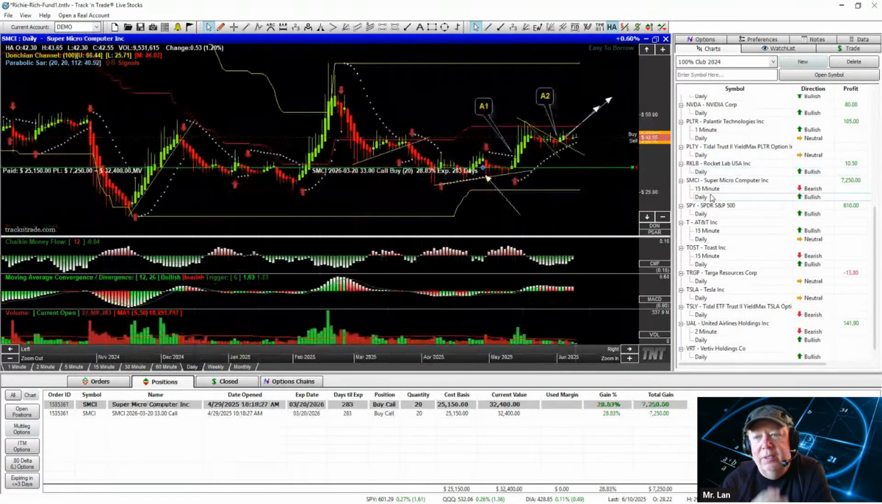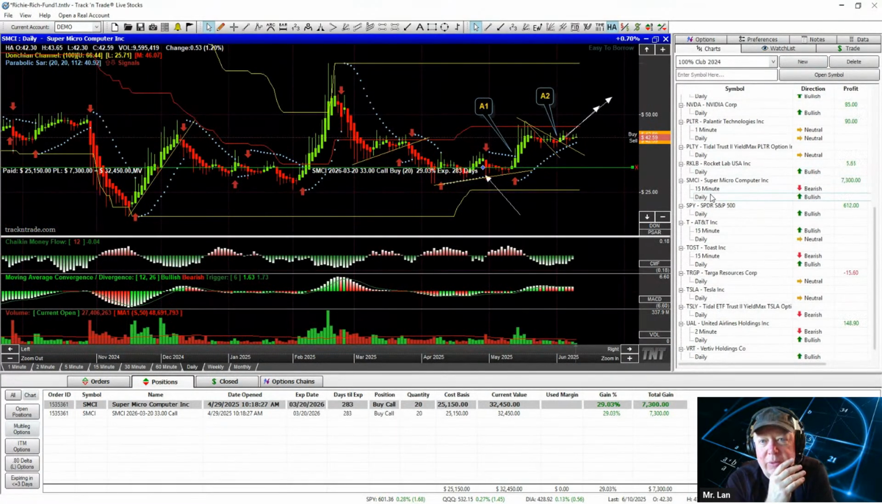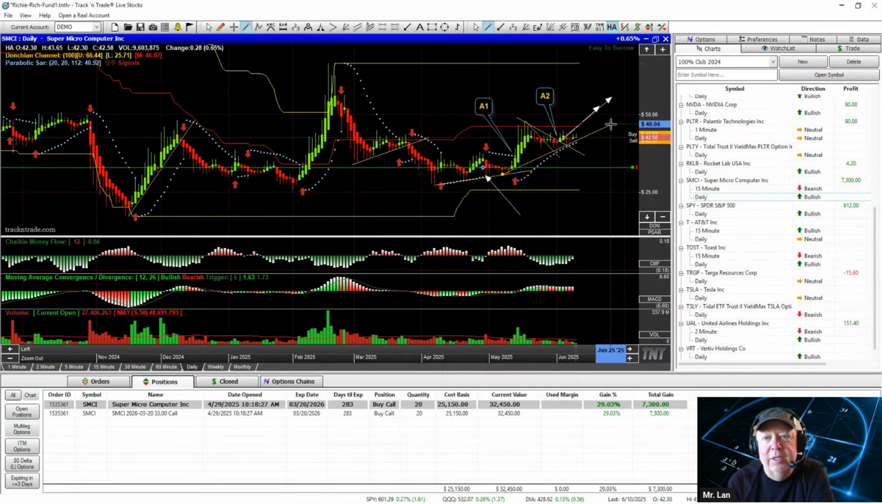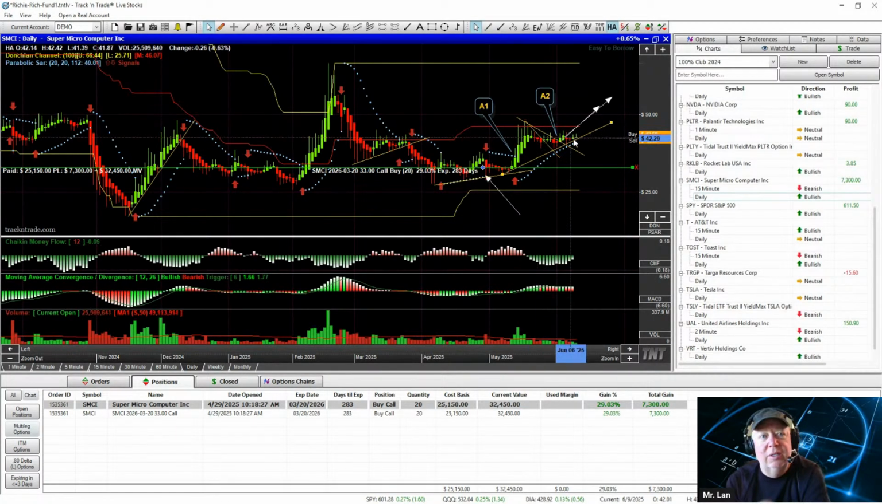All right. SMCI. Well, we're coming into the A1. It's not broke yet. This is ugly. Really ugly. It could go again right here. Just put your progressive trend line in there, and as long as it stays above the trend line, stay in. We're only on an A2. This is just really ugly right through here. What the heck happened to Super Micro?